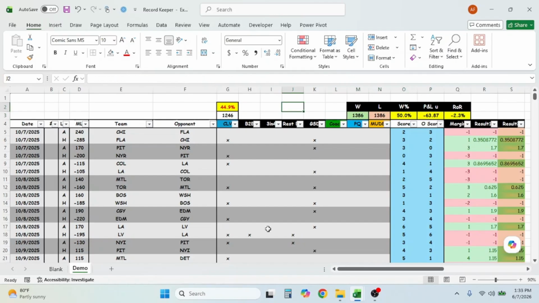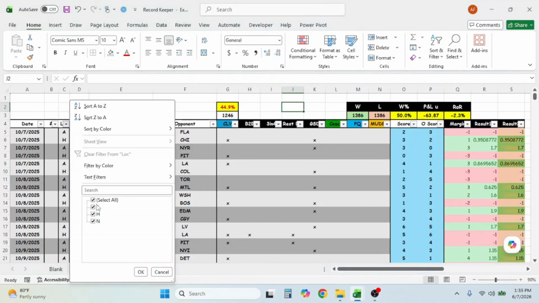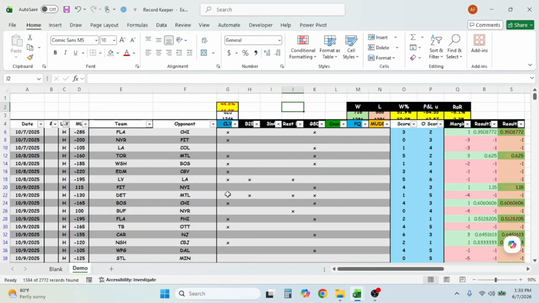Now, if you guys want to see how you put it all together, we can show you a good way to put it all together. Let's say you want to measure home teams, right? Home teams.